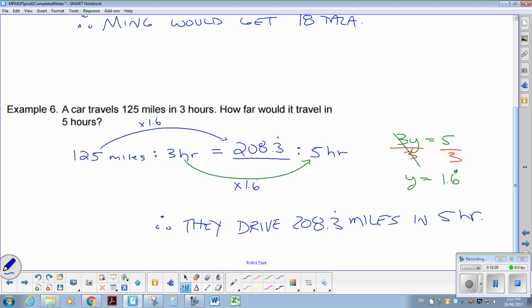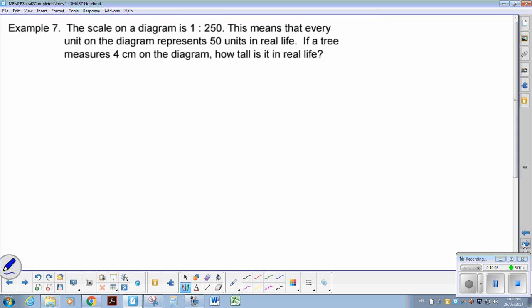All right, final example. The scale on a diagram is 1 to 250, so you're in a tech class or shop class. That means that every unit on the diagram represents 250 units in real life. So if a tree is 4 centimeters in the diagram, how tall is it in real life? Well, if we know our scale is 1 to 250, this is drawing to real life, and 4 centimeters on the diagram would be our drawing. So 4 centimeters on the drawing is how tall in real life.